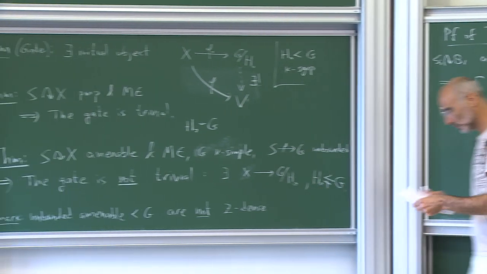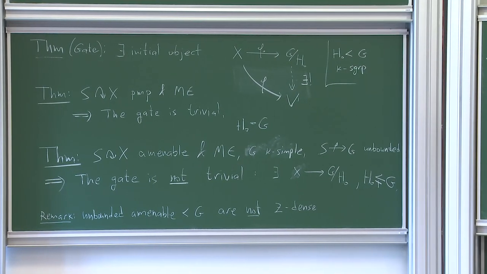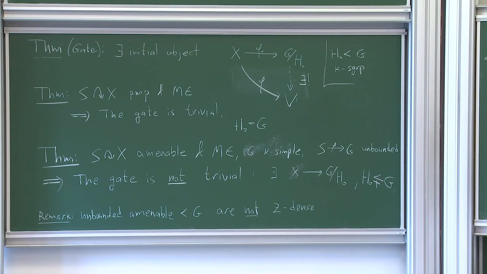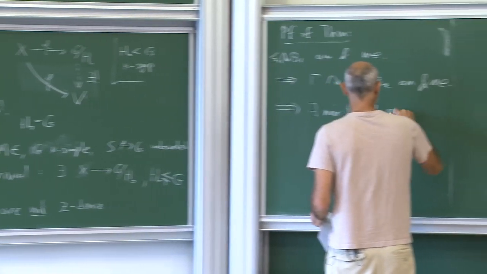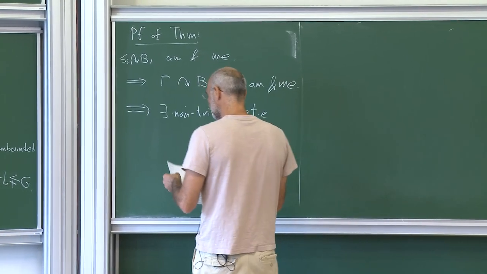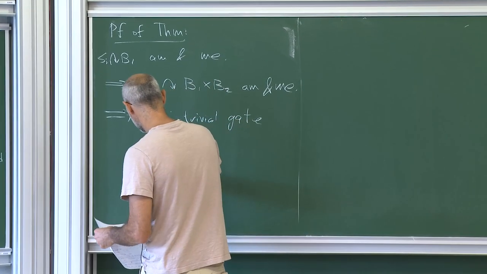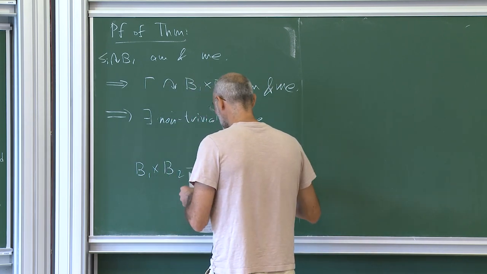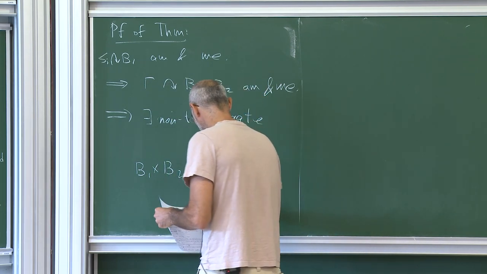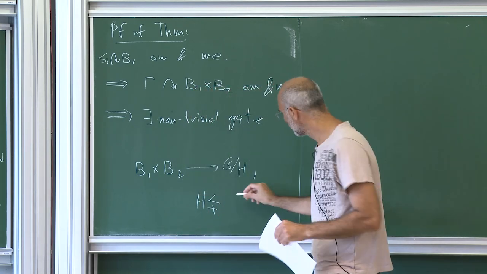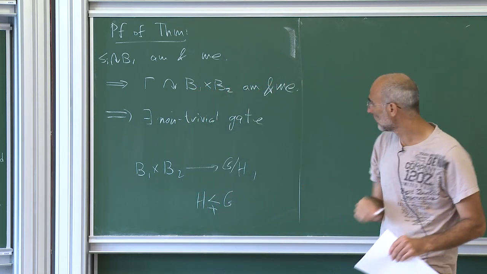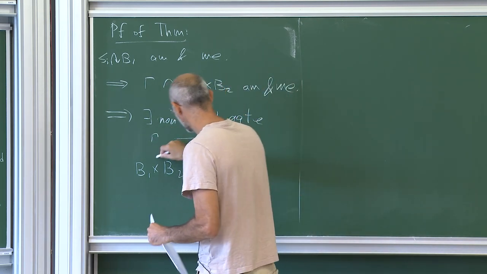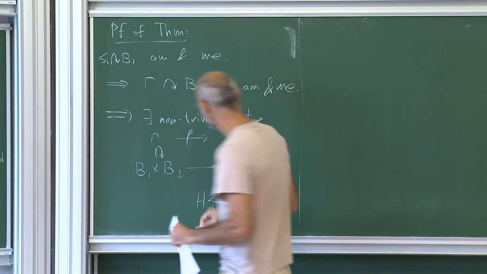a gate. So there exists a non-trivial gate. And emphasize that H is a proper subgroup of G. And this is a gamma equivariant thing.